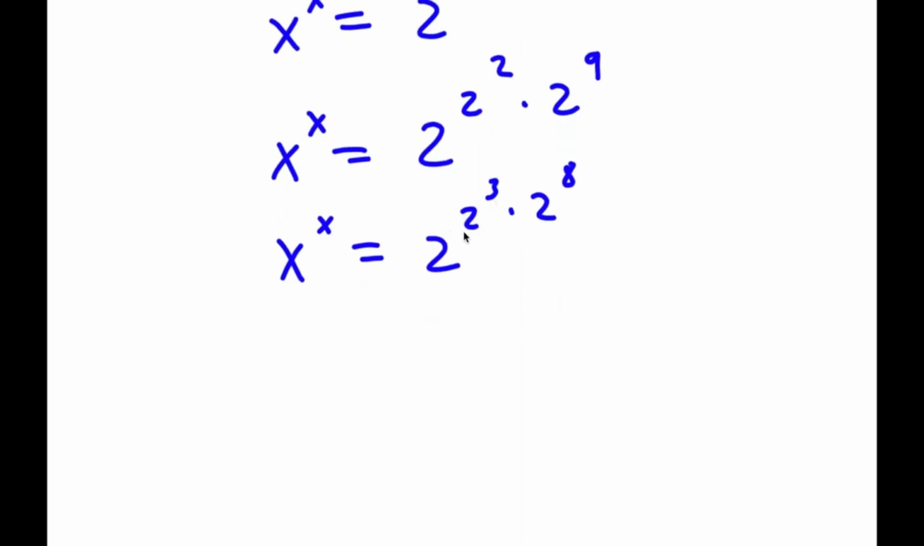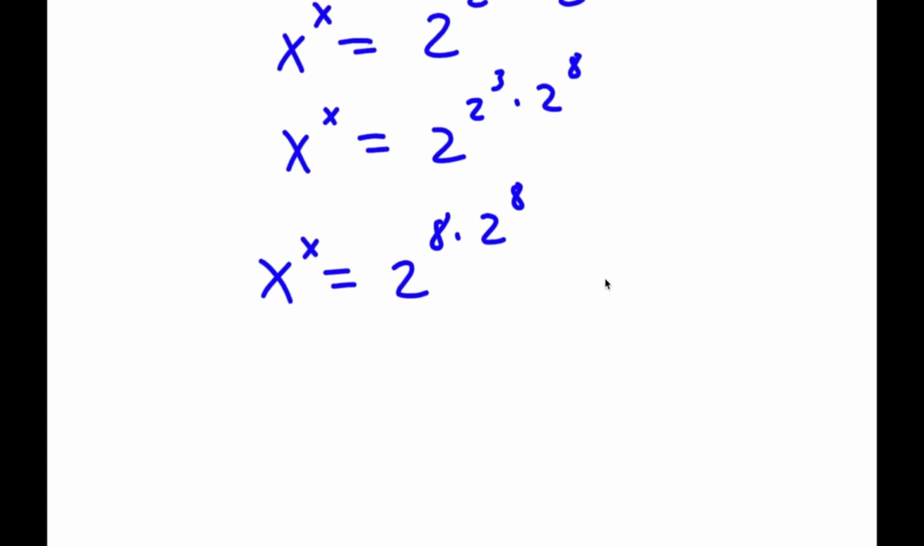And now, well, 2 to the power of 3, that's simply equal to 8. So now I have x to the power of x is equal to 2 to the power of 8 times 2 to the power of 8. And now, if I have something in the form a to the power of m times n, this is simply equal to a to the power of m to the power of n.